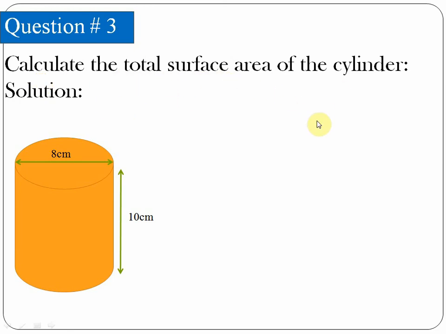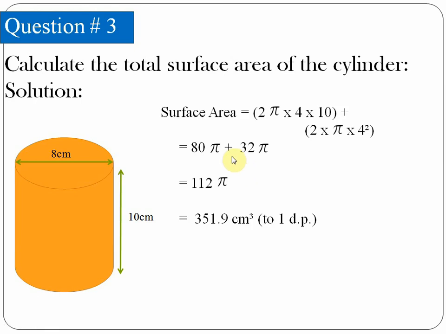Total surface area means we have to use 2 pi r h plus 2 pi r square. That is the formula for the total surface area of the cylinder. You can see that the diameter is 8 cm and the radius is 4 cm. So you just put the values in the formula. 2 pi 4 into 10 plus 2 pi 4 square is 80 pi plus 32 pi, which becomes 112 pi.